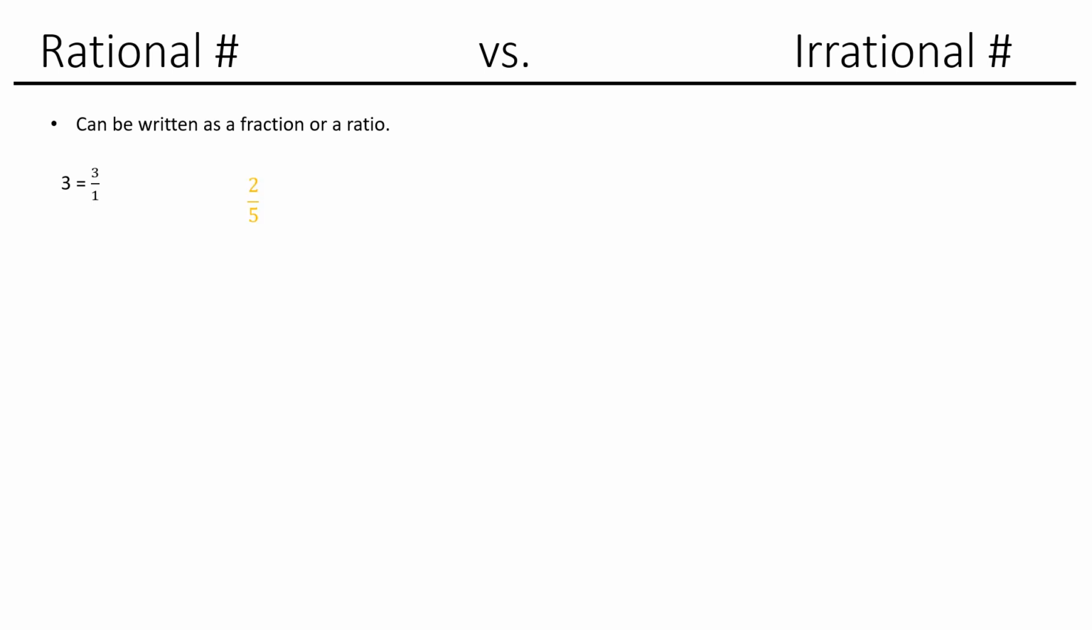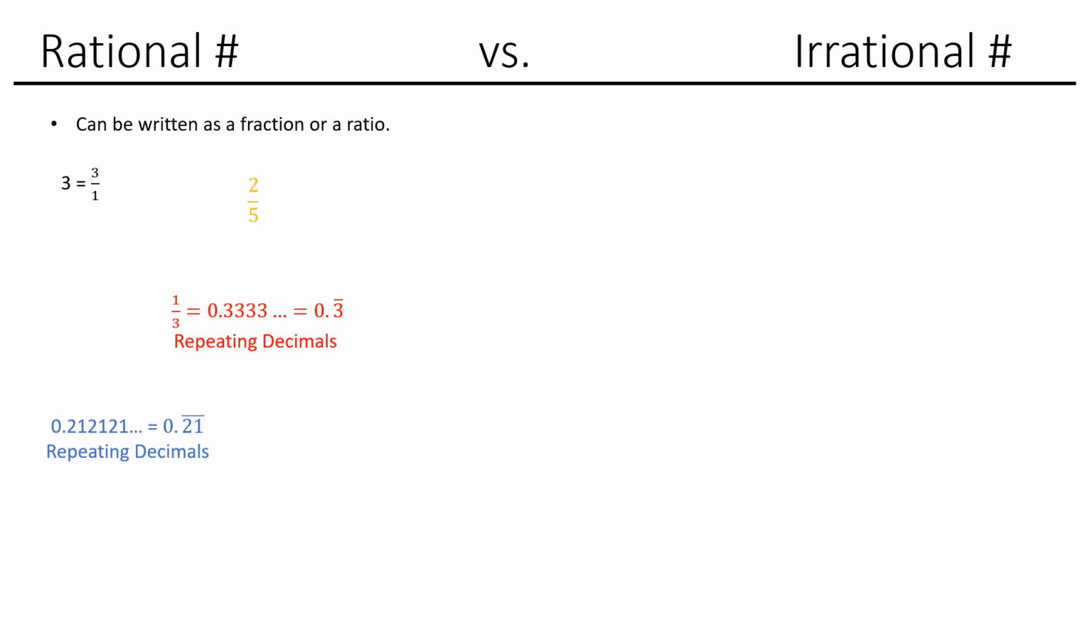A regular fraction, 2/5, that is also a rational number. You also have rational numbers that you might see as decimals. So if you have a repeating decimal, for example, 1/3 is 0.333333 forever, and you can oftentimes see that written with this bar, and so 0.3 with a bar over it, that means it's a repeating decimal, and that is actually also a rational number.